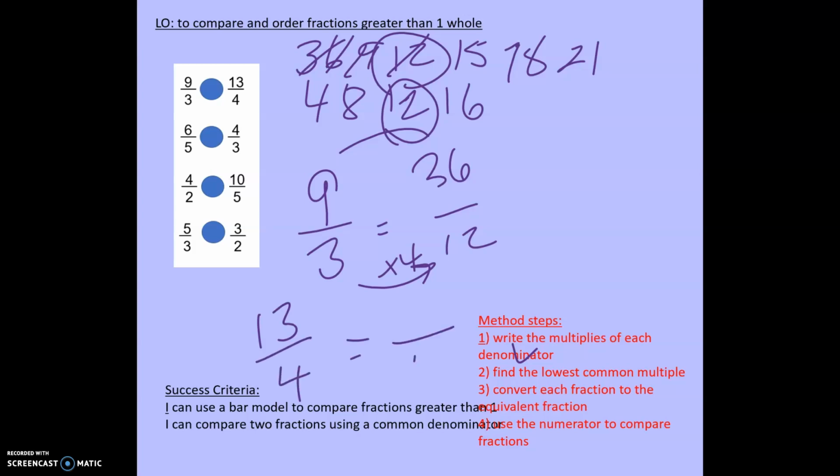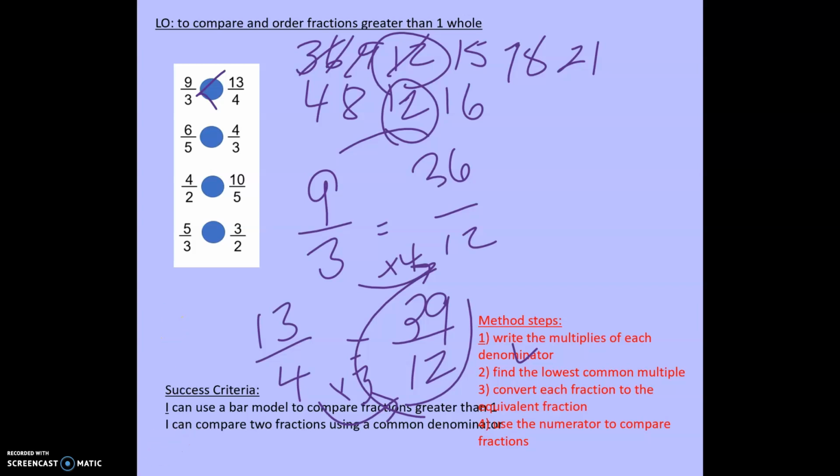We're going to do the same for 13/4 into 12ths. 4 times 3 is 12. 13 times 3 is 39. So I've got 36 over 12 or 39 over 12. I'd much prefer to have 39 pieces. So 9/3 is less than 13/4 because 9/3 is 36/12, 13/4 is 39/12, and I'd rather have 39 chunks.